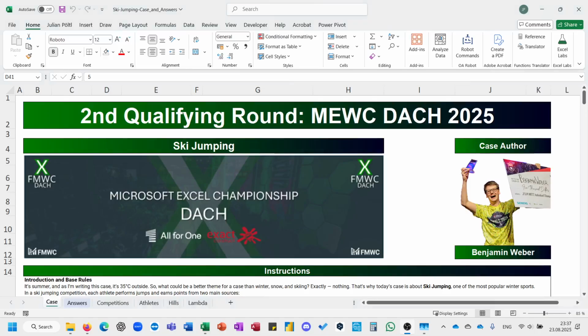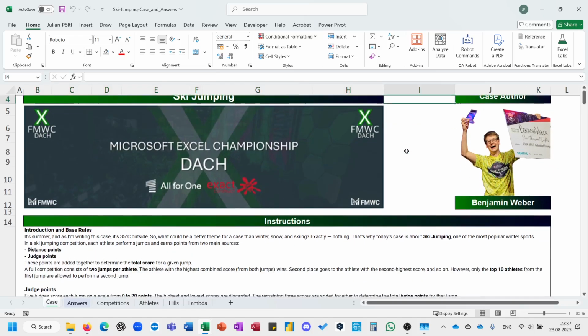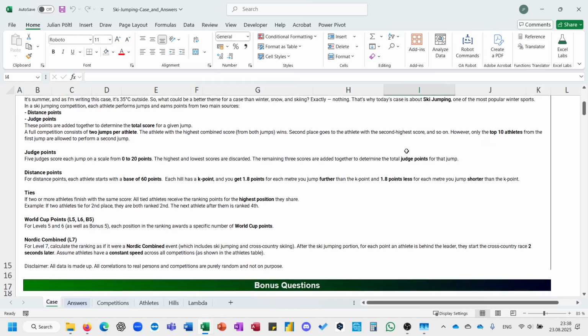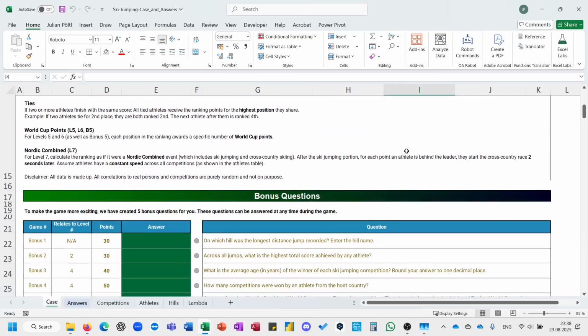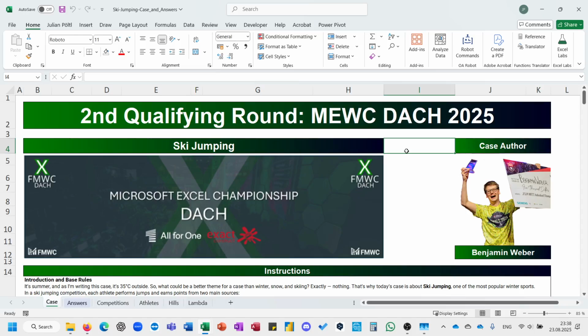This time, the second qualification round for MEWC DACH, so for the German-speaking local chapter. I was in the live stream. It went okay-ish, so I got a little bit over 1000 points. But yeah, not as good as expected, since I lost the structure or hadn't had the proper structure at the beginning, but we will do that now.